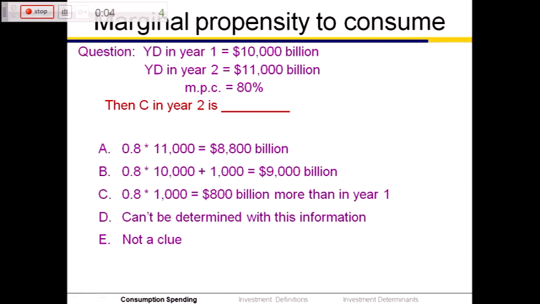Disposable income in year 1 is 10,000 billion, or $10 trillion. Disposable income in year 2 is 11 trillion, 11,000 billion. The MPC, again, is 80%. Consumption in year 2 is what? A, 0.8 times 11,000. B, 0.8 times 10,000 plus 1,000. C, 0.8 times 1,000, $800 billion more than in year 1. D, can't be determined. E, again, not a clue.